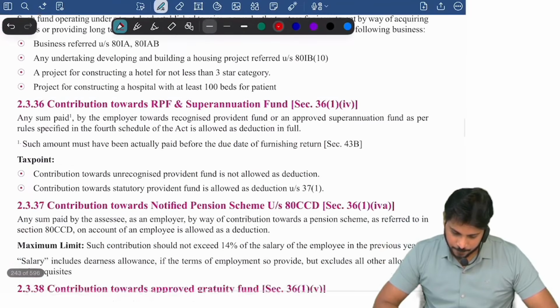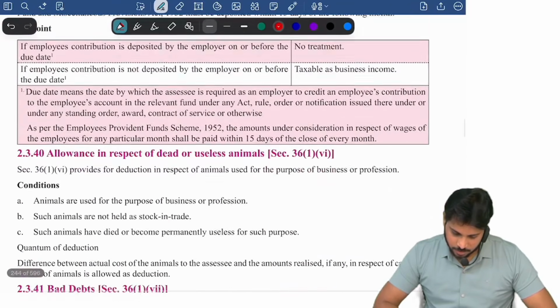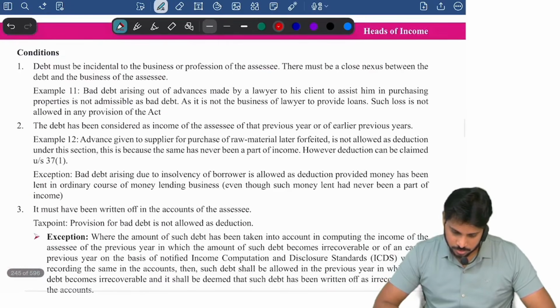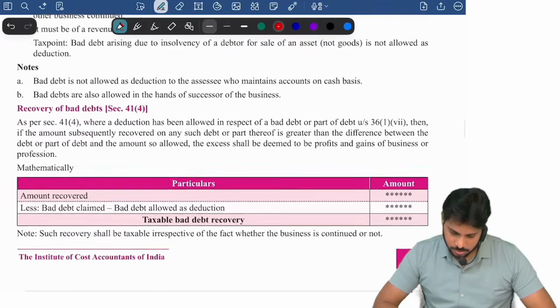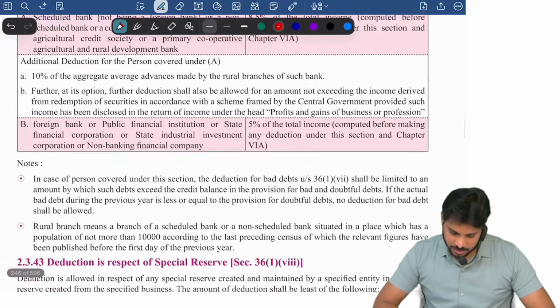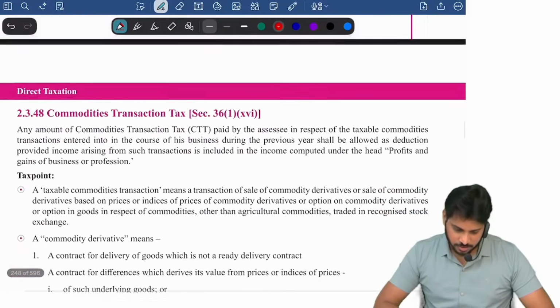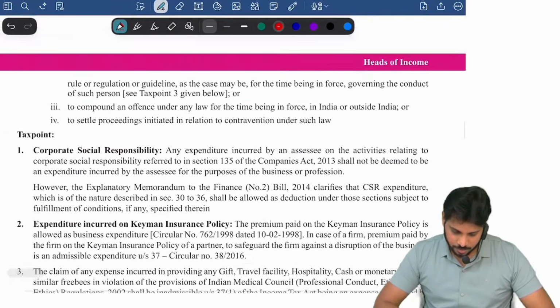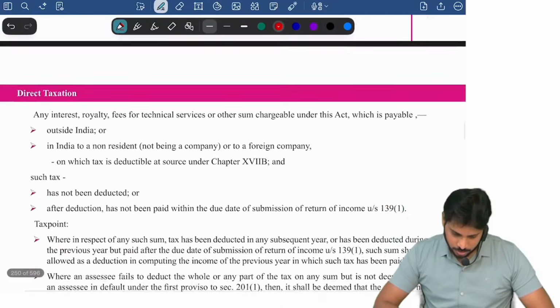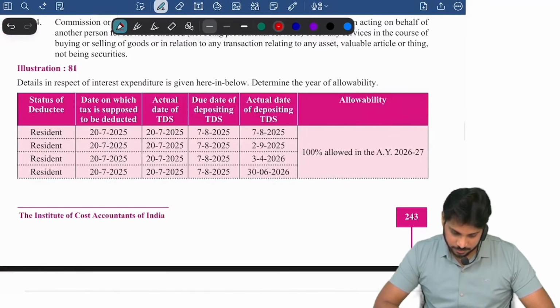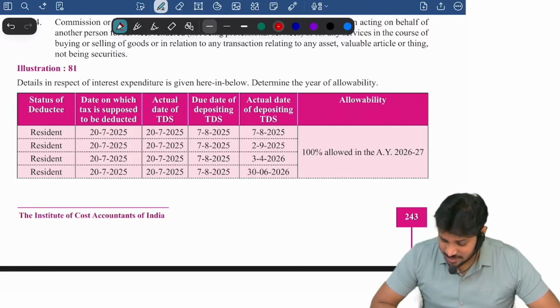Next. PGBP problems. Recovery of bad debts, provision for bad debts, not required. Only problems we are solving. Almost only big problems will be left. Interest expenditure, TDS provision. Oh my God.